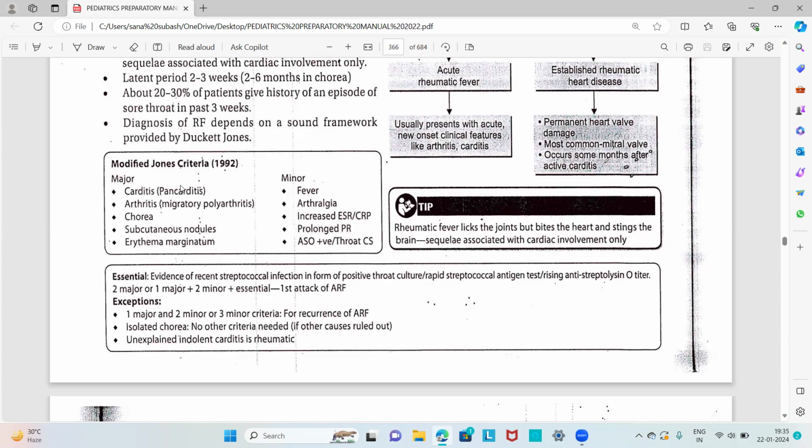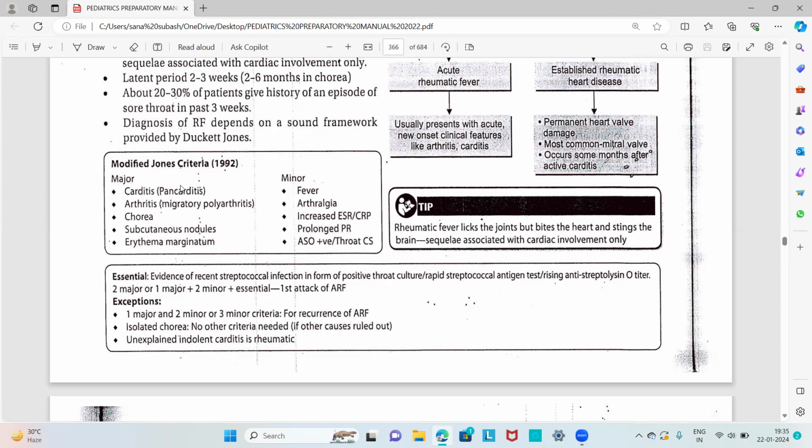And in the minor criteria of the moderate and high risk population, there will be monoarthralgia, fever greater than 38 degrees Celsius, ESR greater than 30 millimeters in the first hour, and CRP greater than 3 milligram per deciliter. But in the low risk population, the minor criteria are fever greater than 38.5 degrees Celsius, ESR greater than 60 millimeters in the first hour, and also prolonged PR interval after accounting for age variability.